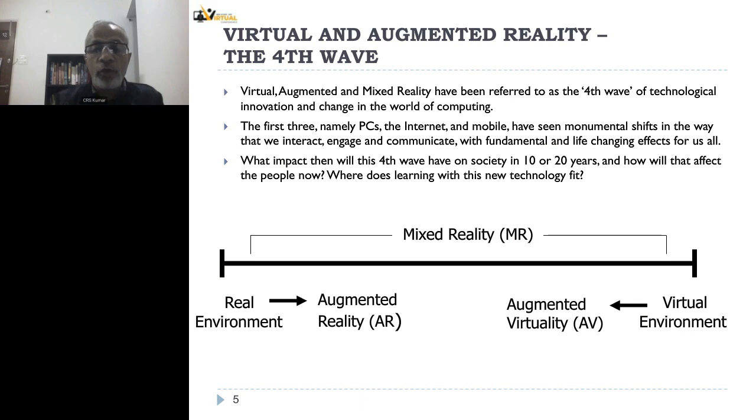One of the important things about virtual reality and augmented reality is that they are considered the fourth wave of technological innovation and change in the world of computing. What we see is that in the first wave, we had personal computers coming in, and they had enormous impact on the usage of computers around the world. Then we had the internet, which interconnected the various people and entities across the globe. Then the third wave was the mobile technology. So we can see that during these three waves, we got used to these technologies.